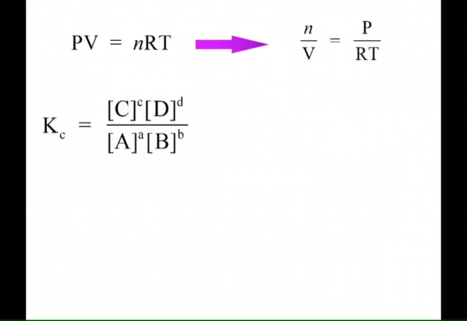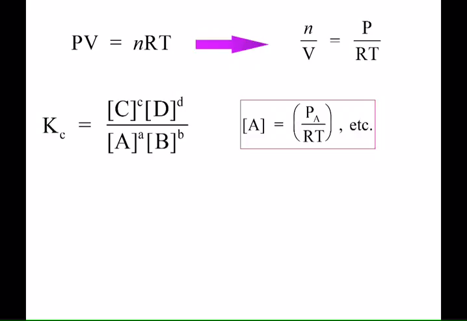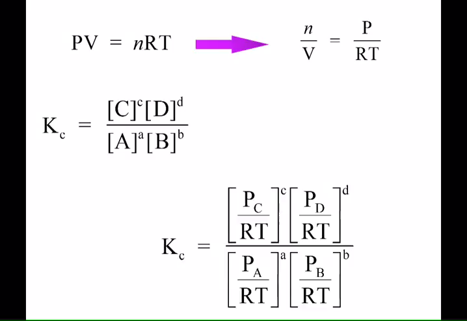Well, there's our Kc expression for the equilibrium of interest. Now, if we substitute those molar concentrations for their partial pressure over RT, like we can do, that's legit, then our Kc expression in terms of partial pressures becomes this, where the Kc in terms of your equilibrium constant in terms of molarity is equal to your partial pressures divided by RT. In each case, we have to raise them to their stoichiometric coefficient.